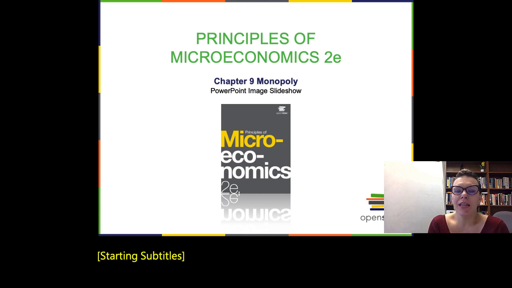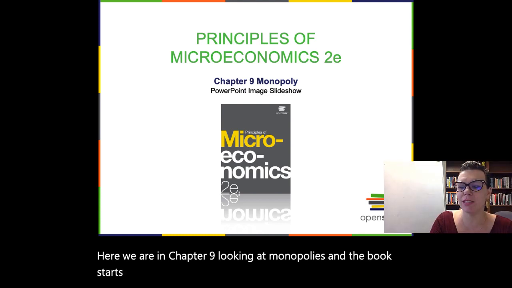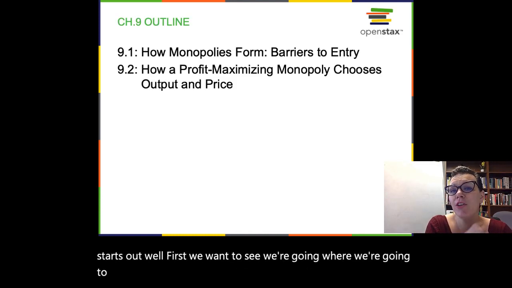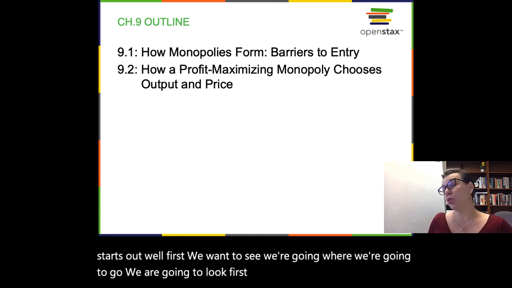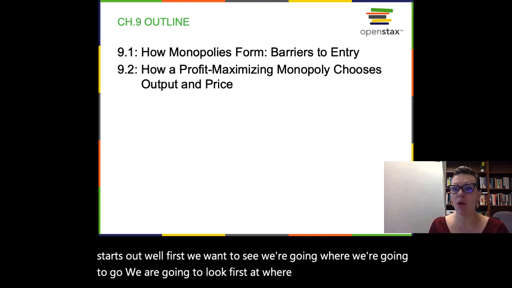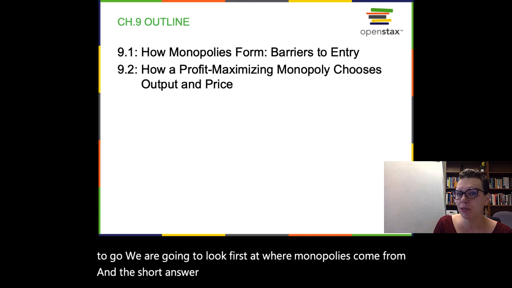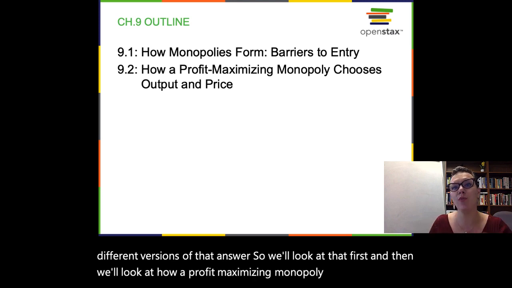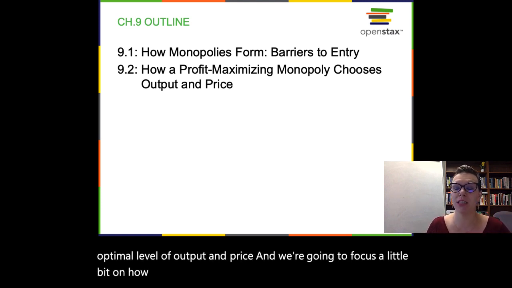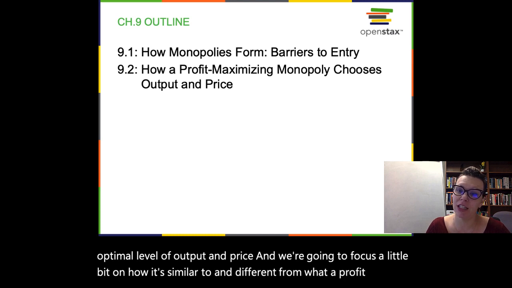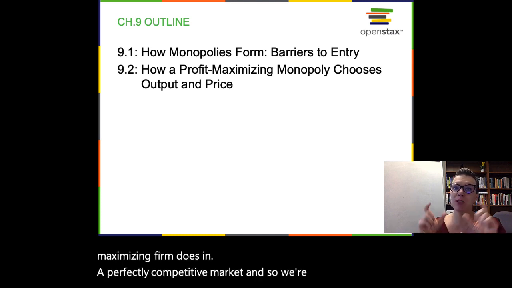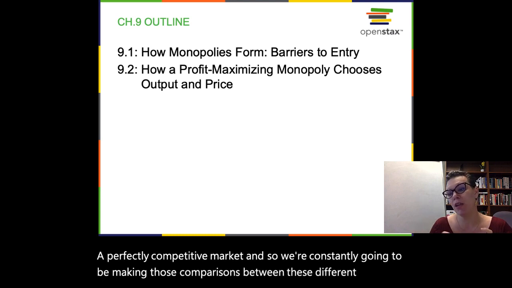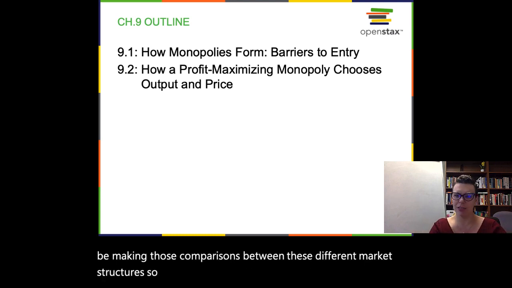Okay, so here we are in chapter 9 looking at monopolies, and first we want to see where we're going to go. We are going to look first at where monopolies come from, and the short answer is barriers to entry, but there's a lot of different versions of that answer, so we'll look at that first. And then we'll look at how a profit-maximizing monopoly chooses its optimal level of output and price, and we're going to focus a little bit on how it's similar to and different from what a profit-maximizing firm does in a perfectly competitive market. And so we're constantly going to be making those comparisons between these different market structures. So let's get into it.